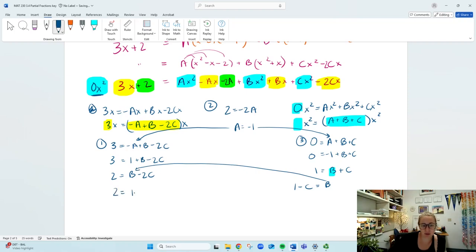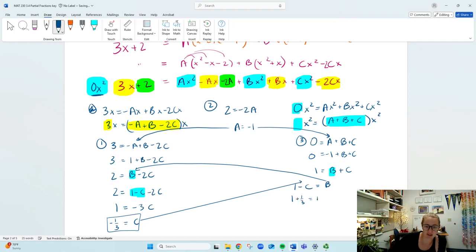2 is equal to 1 minus c. So I substituted this b with 1 minus c, minus 2c. And now I have an equation with just all c's, and I can solve for that c. So in the end, I get that c is equal to -1/3. I'm going to now replug that into my equation of 3 right here. So I have 1 minus a -1/3, so it'll be 1 plus 1/3. B will be equal to 4/3 here.